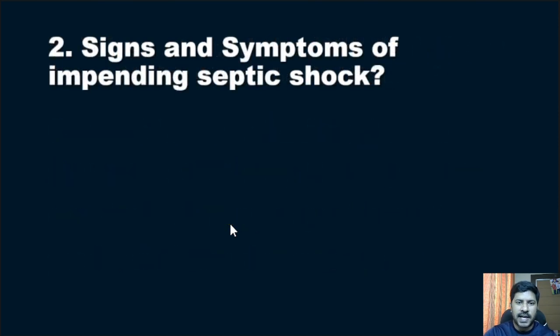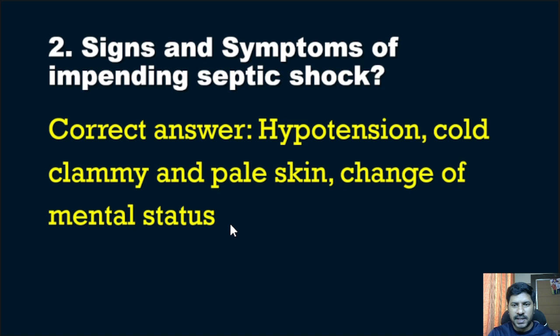Second question. Signs and symptoms of impending septic shock. Hypotension, cold, clammy and pale skin, and changes of mental status. These are the initial signs and symptoms of impending septic shock. So if any of these options is there in your question, you can make it the correct answer. That is hypertension or cold, clammy and pale skin, change of mental status. These are the initial symptoms of septic shock.